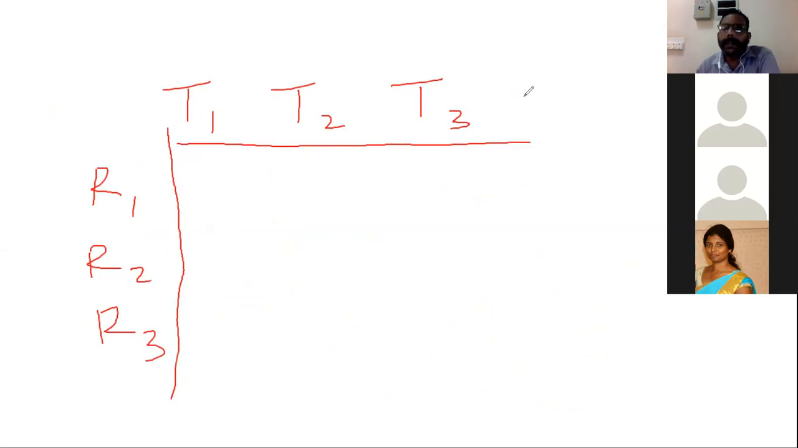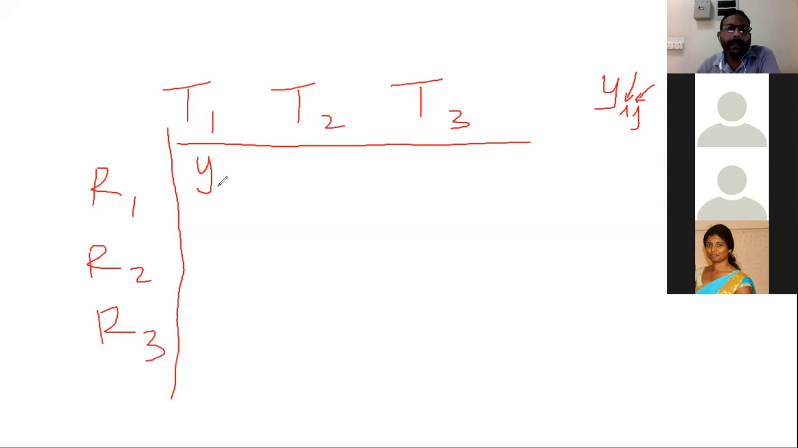So the first digit, let's say we set Y, I, J. What is this I? I indicating what? Treatment. What about J? It's indicating? Replicate. Now tell me, if I write this T1 R1, how can I write in terms of Y?